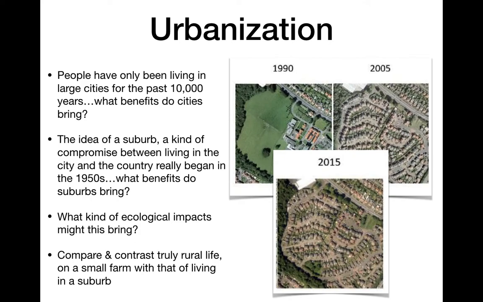So I want you to think about the difference, compare and contrast, with your partner, living a truly rural life, like on a small farm, growing your own food, versus living in a suburb where you're not really urban in the city, you're not really rural in the country. You're kind of in between. So here's a suburb in 1990, the same one in 2005, the same one in 2015, where you can see more and more homes. So on a whiteboard with a partner, make a compare and contrast list: rural life on a small farm versus living in a suburb. Pause the video and go for it.